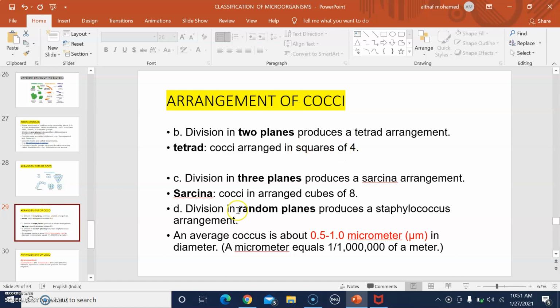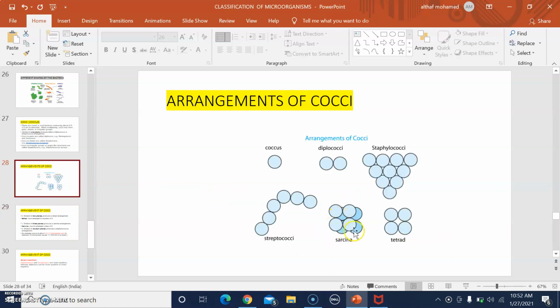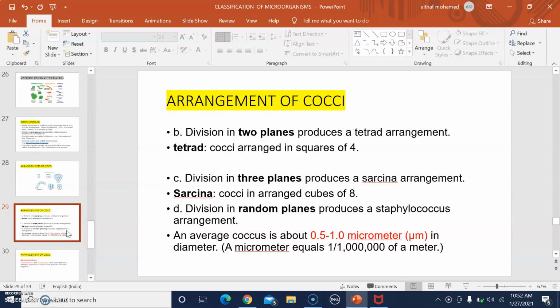And this is tetrad. Next, if the division occurs in three planes, then the structure is called sarcina. Sarcina means the cocci can be arranged either in eights or in cubes of eight. If the division occurs in random planes, it may cause the Staphylococcus arrangement that I have already discussed, that is a grape cluster-like arrangement. An average coccus is about 0.5 to 1 micrometer in diameter.